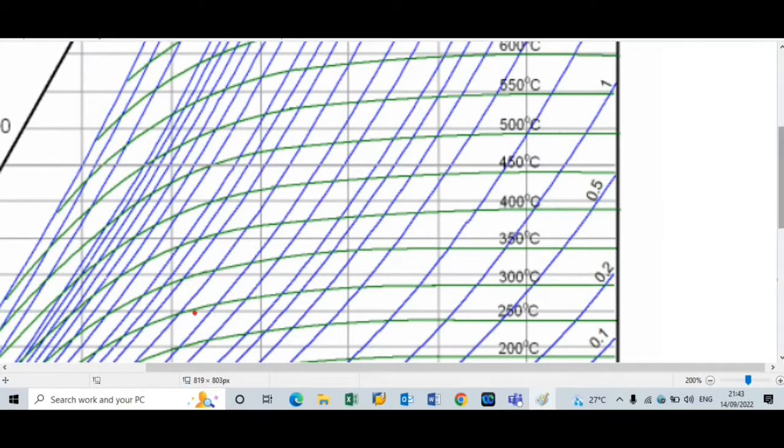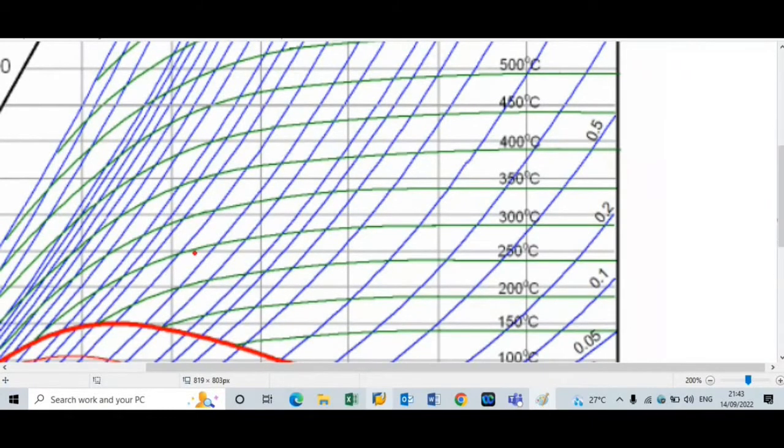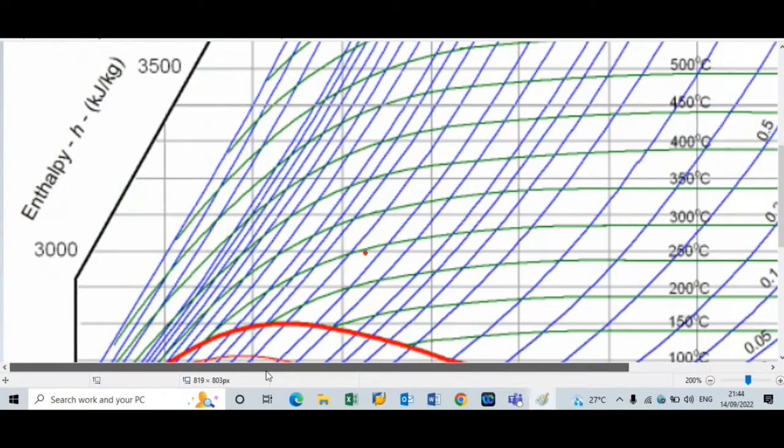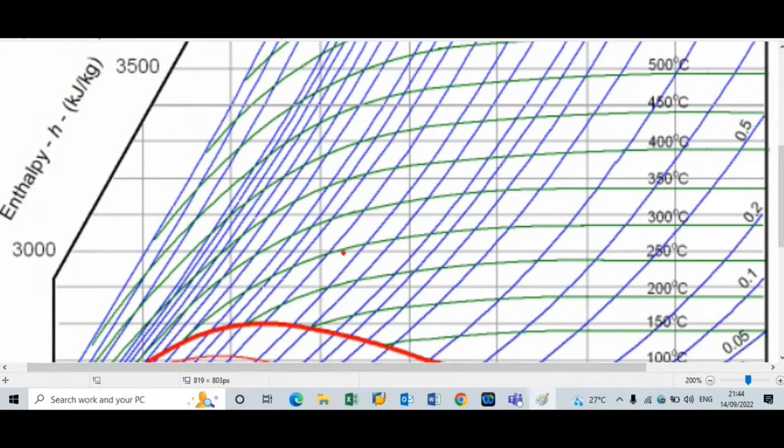Now how do we measure the enthalpy at point 1? For that we draw one horizontal line to find the enthalpy. If we observe, this enthalpy is below 3000, and the exact value is 2950 kilojoule per kilogram.